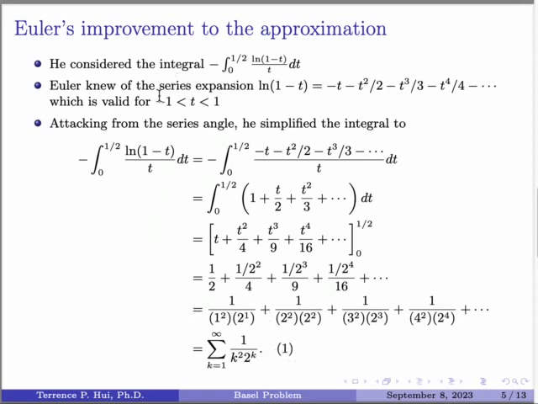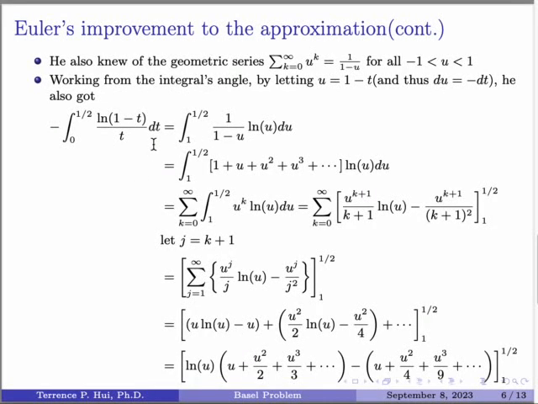Okay, so here's what he did. He started with this integral and attacked it using the series approach. Then the next thing, he attacked the integral again, but this time directly, expanding in a different way. So he already knew of the geometric series, right? The sum of u to the k, k running from 0 to infinity, is 1 over 1 minus u, so long as u is greater than -1 and less than 1. He knew of the geometric series.